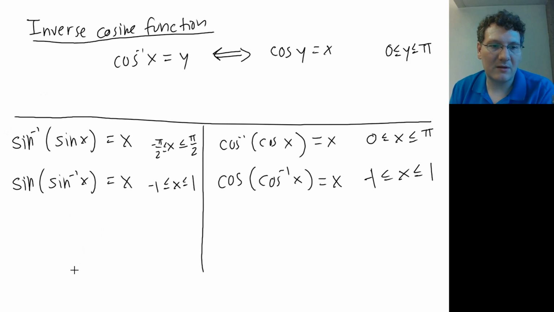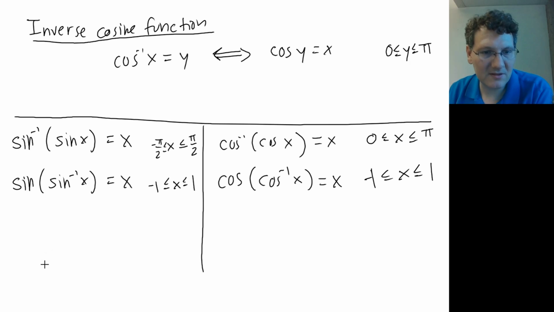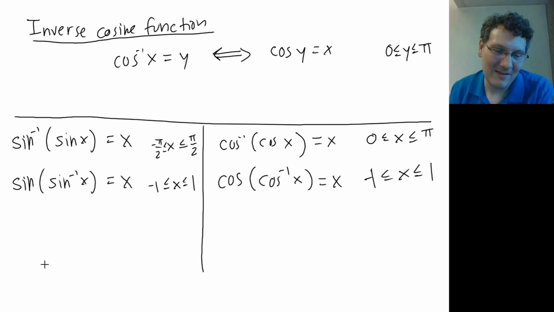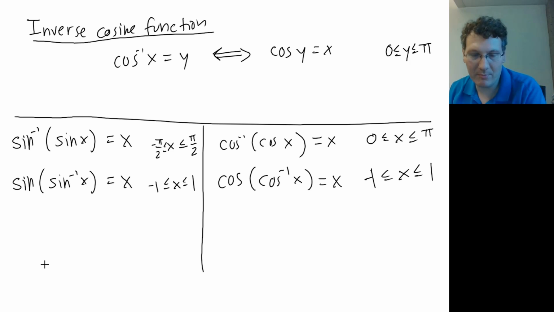If you're taking the sine inverse of the sine of x, it's like saying, what is the angle whose sine is x? If x is the angle, and you take its sine, and you ask what angle gave you that sine, well, it was x. But this is only going to be the case for x between negative pi over 2 and pi over 2, because that's the domain of the sine inverse.